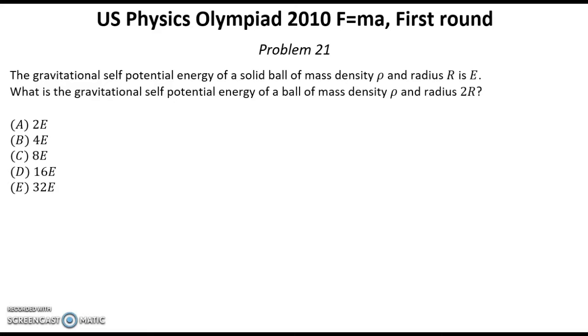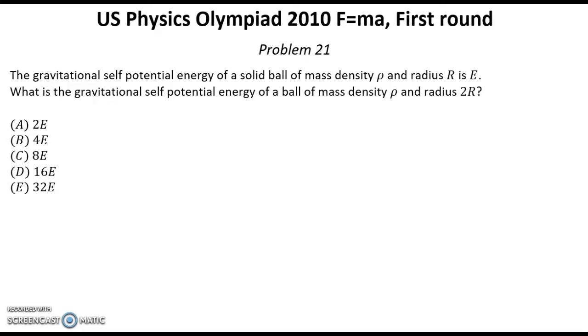Problem 21. Solution for this problem you can find below this video in the reference. The gravitational self-potential energy of a solid ball of mass density ρ and radius r is E. What is the gravitational self-potential energy of a ball of mass density ρ and radius 2r?